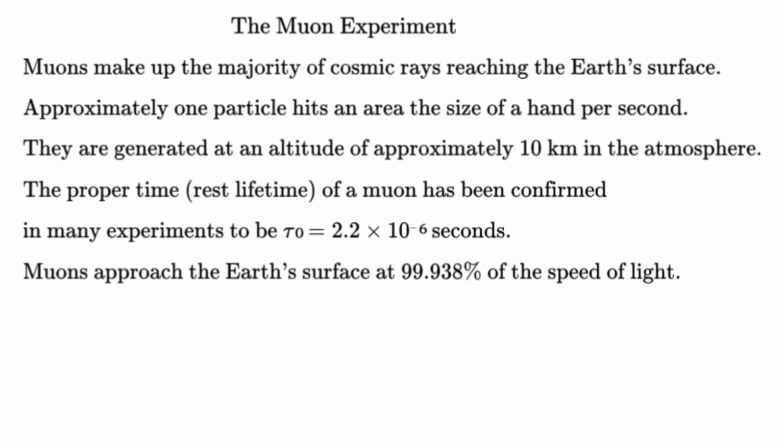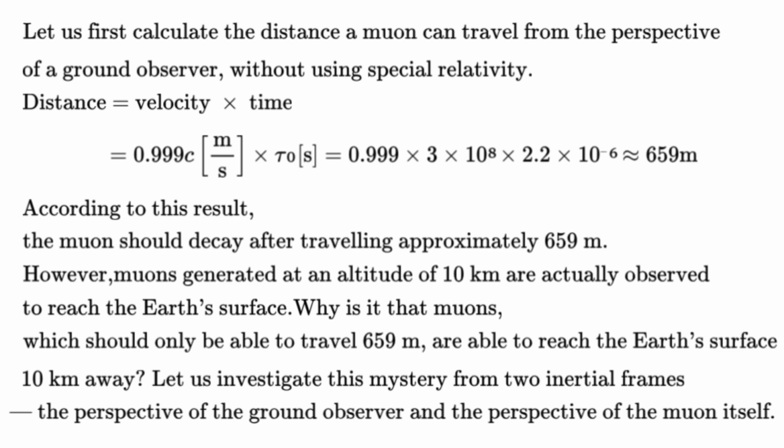Muons approach the Earth's surface at 99.938% of the speed of light. Let us first calculate the distance a muon can travel from the perspective of a ground observer without using special relativity. Distance equals velocity times time. According to this result, the muon should decay after traveling approximately 659 meters.